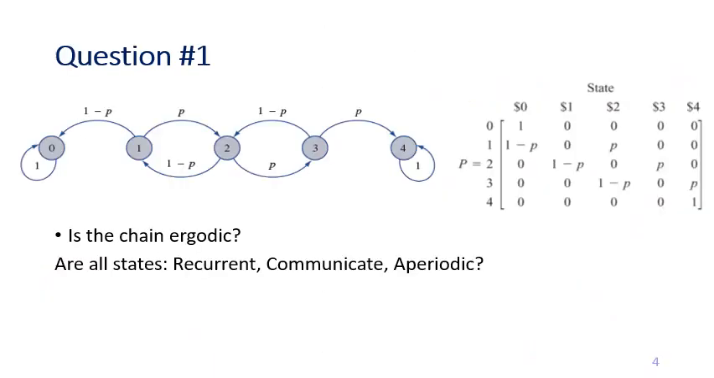As usual, here are some questions to check your understanding, and I will pause the video and give you the answer after that pause. Given a graph of a transition probability and also the transition probability matrix itself, is the chain ergodic? Remember that to be ergodic, all states must be recurrent, communicate, and aperiodic.